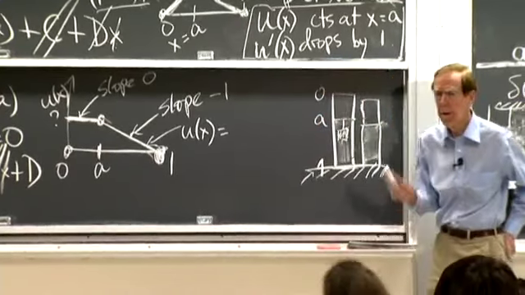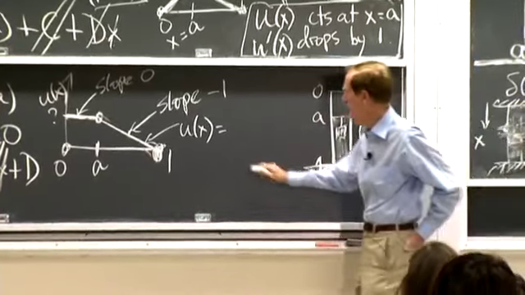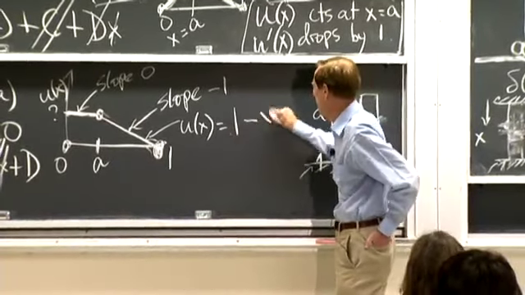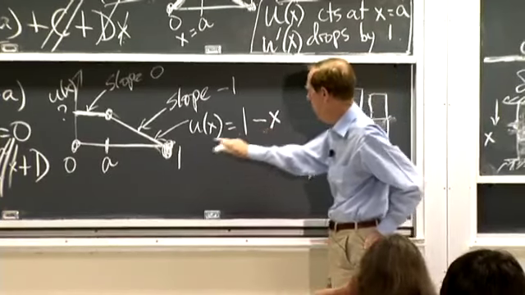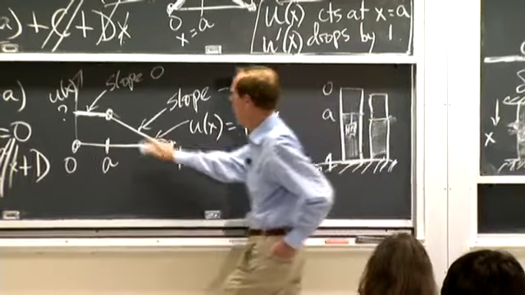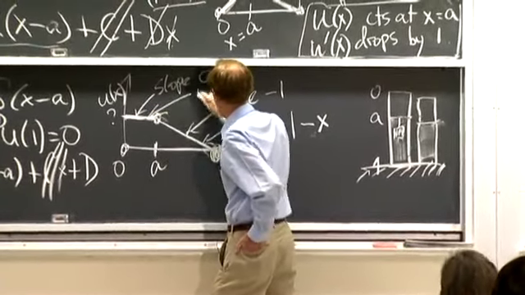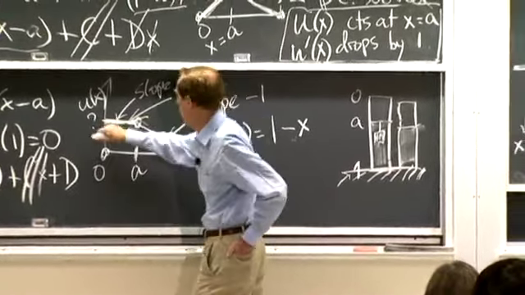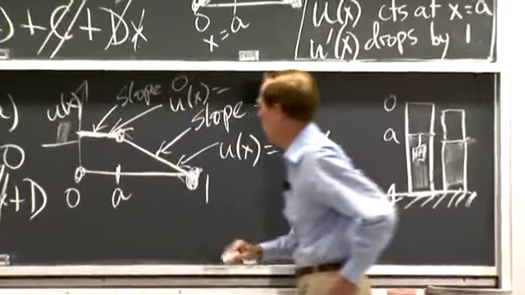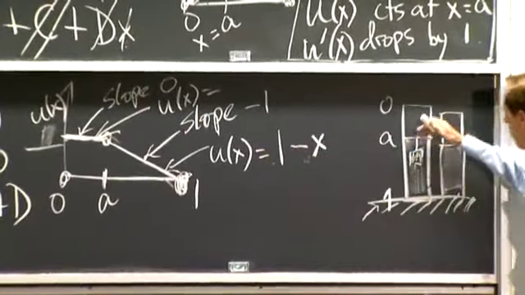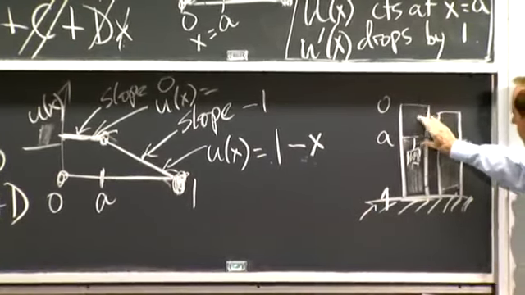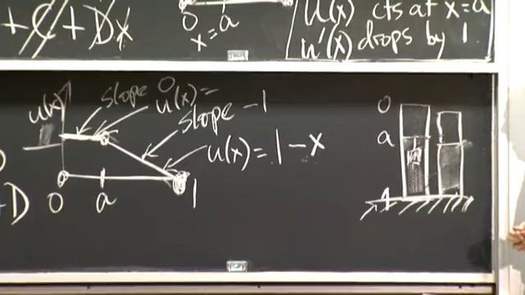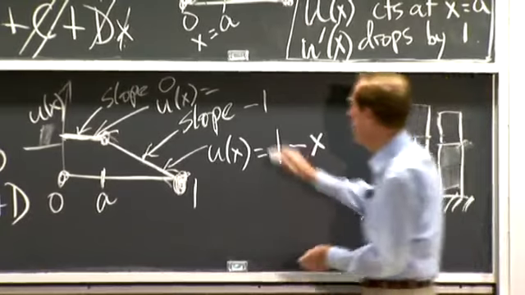What do I write now here for u of x? 1 minus x. That has a slope of minus 1. The derivative is minus 1. At x equal 1, it comes to 0. That's it. And what do I write? What's u of x up here? And therefore, what's the displacement of all this bit that moves down, how much does it move down? 1 minus a. Why 1 minus a? That's the right answer. 1 minus a.